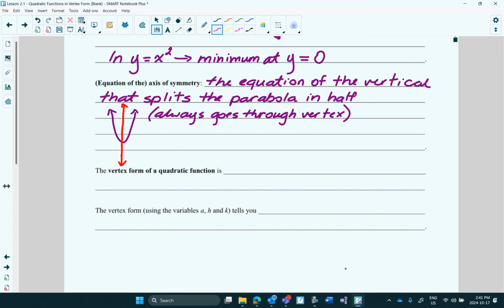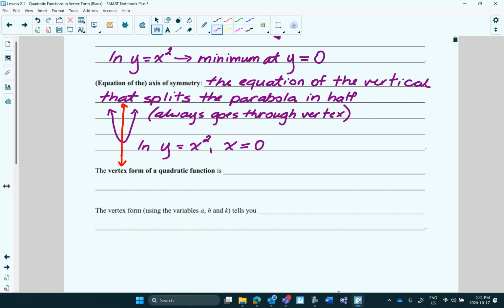So what would be the equation of the axis of symmetry in y equals x squared? Well, how you write it, it's always the x coordinate of the vertex. In this case, x equals 0. You have to put the x equals. You can't just put 0. Because remember, the equation of a vertical line always begins with x equals. And if it's the y-axis, all the x values on the y-axis are 0. That's why we call the line x equals 0.